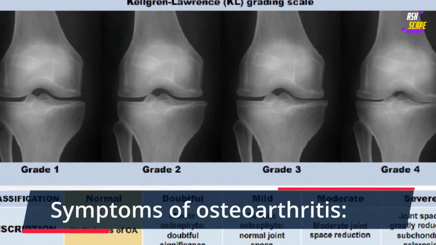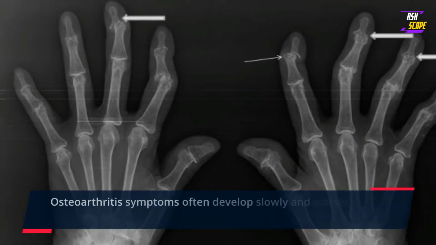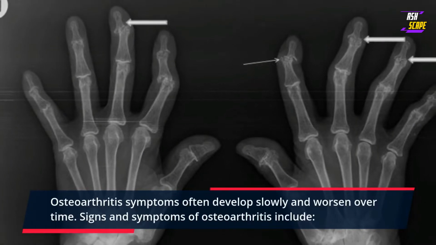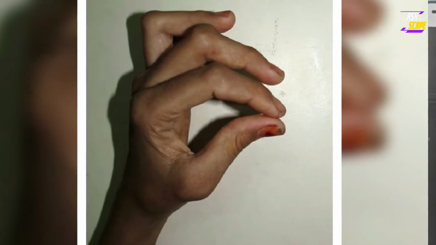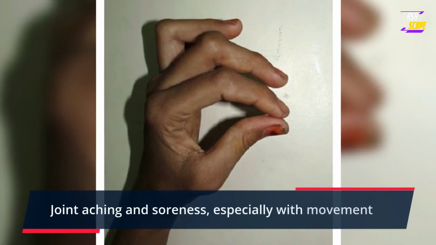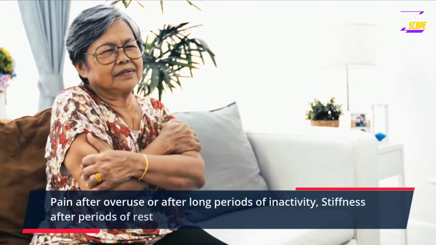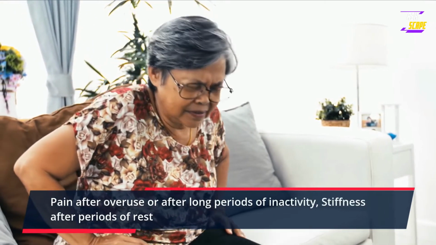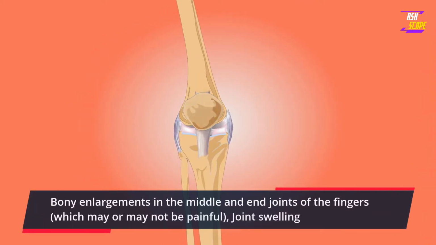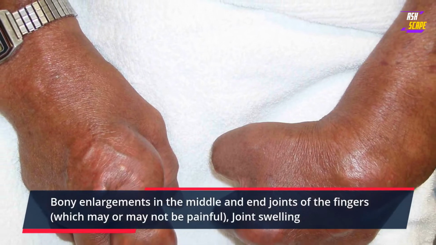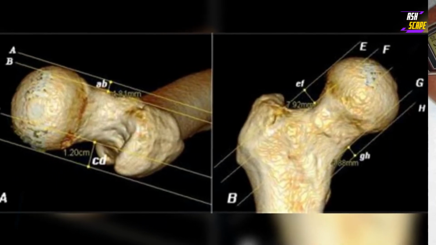Symptoms of osteoarthritis. Osteoarthritis symptoms often develop slowly and worsen over time. Signs and symptoms of osteoarthritis include joint aching and soreness, especially with movement, pain after overuse or after long periods of inactivity, stiffness after periods of rest, bony enlargements in the middle and end joints of the fingers, which may or may not be painful, joint swelling.